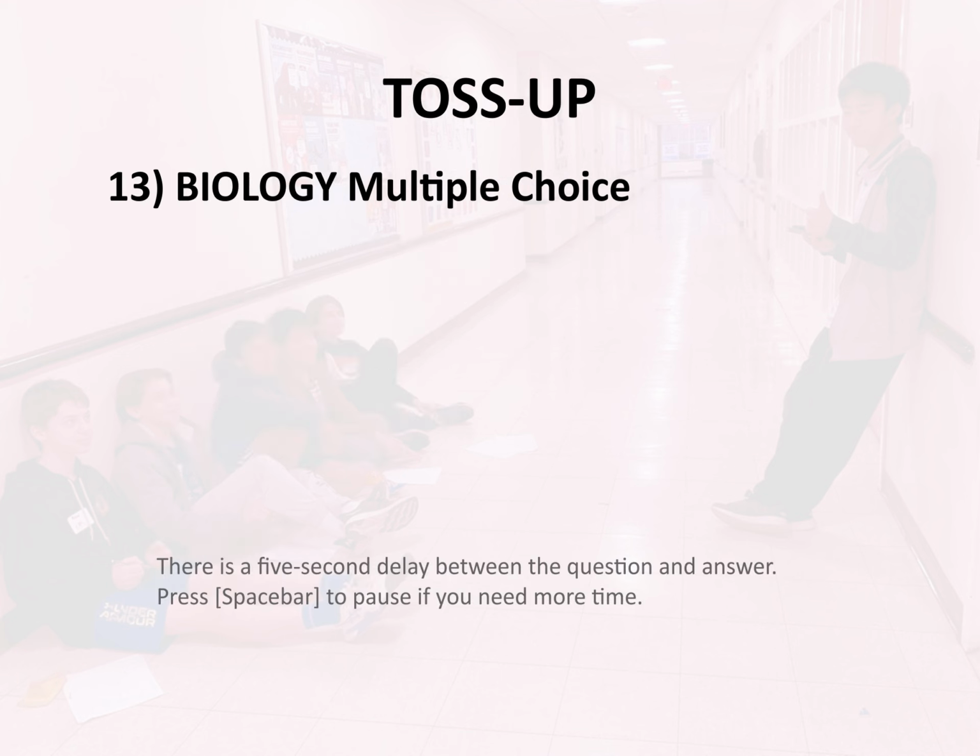Toss-up 13. Biology. Multiple choice. Which of the following organ systems is responsible for the secretion of hormones? W. Endocrine. X. Reproductive. Y. Circulatory. Z. Immune.